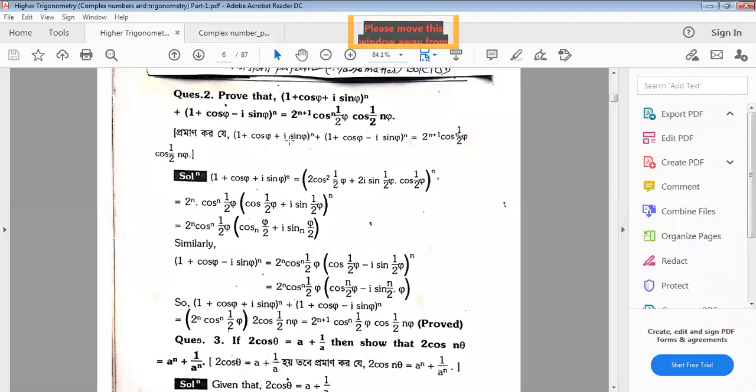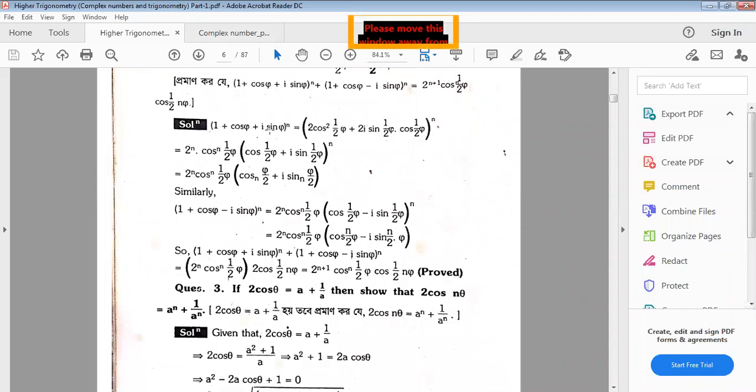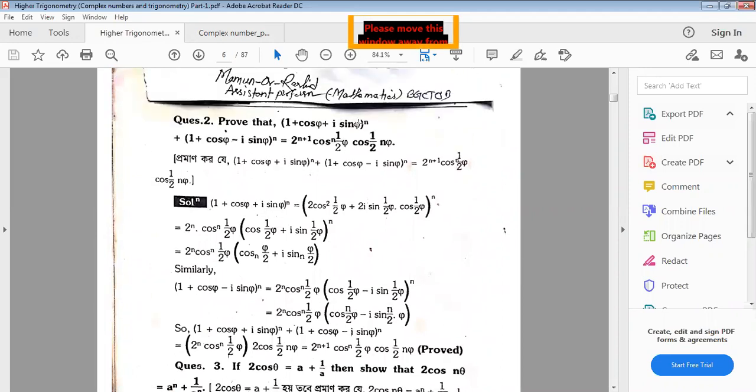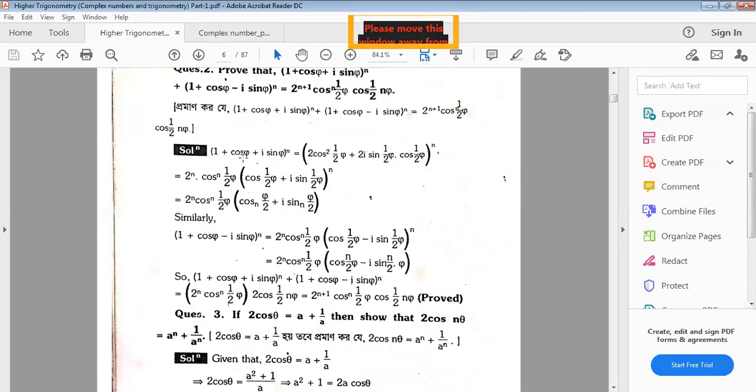Okay. From the second sheet, we have to prove question number 2. Prove that (1 plus cos phi plus I sin phi) whole to the power n equals this, plus this equals this. This symbol is phi. We have to prove this condition. Now the left hand side: 1 plus cos phi plus I sin phi, that means the first part of the left hand side. Phi means only phi, another one, but this one.